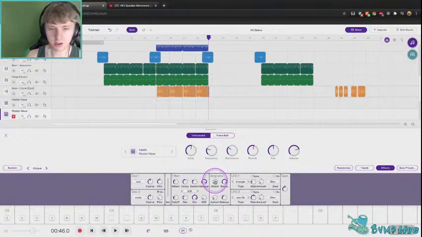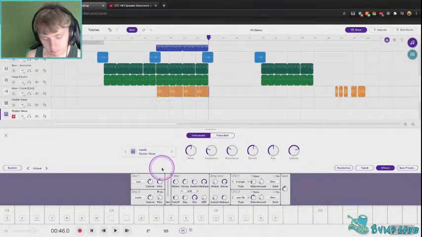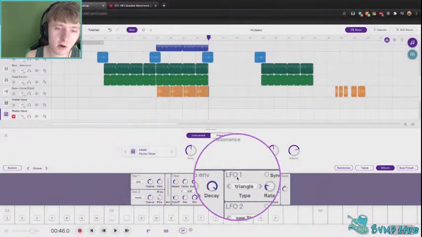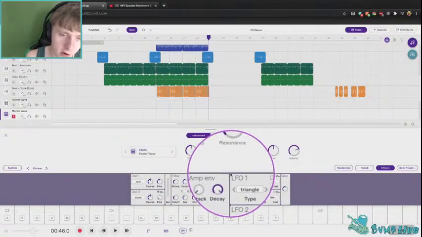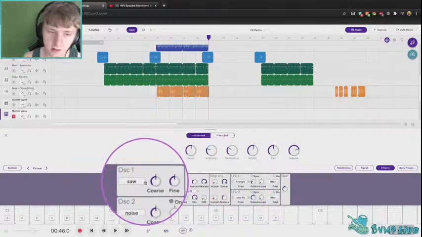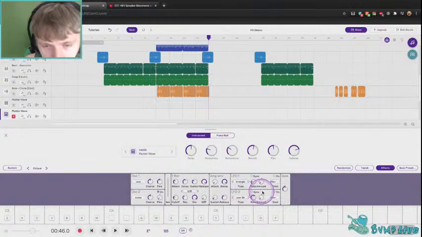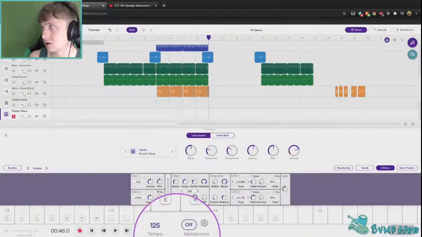Amp envelope. So this is, again, a little bit more on the modulation. This is another envelope. We'll talk about modulation more once we talk about oscillators. Let's go back in there. And then we have LFO1, LFO2. These are actually more modulation sources, LFO standing for low frequency oscillator. And then at the end we have just a gain. So like if it's too loud, you can turn it down.